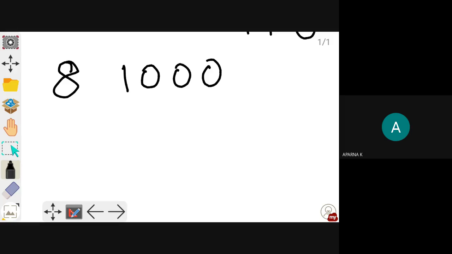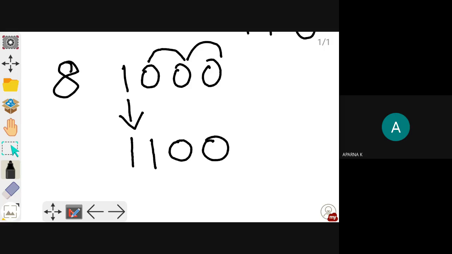In order to convert to gray code, write the most significant bit as it is, and then for the next bit, perform XOR operation with the most significant bit. 1 and 0 will be 1, and 0 and 0 will be 0, and 0 and 0 will be 0. So for the decimal number 8, your gray code will be 1100. Is it clear? So this is the binary to gray code conversion.